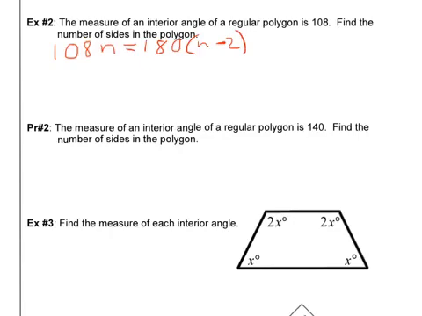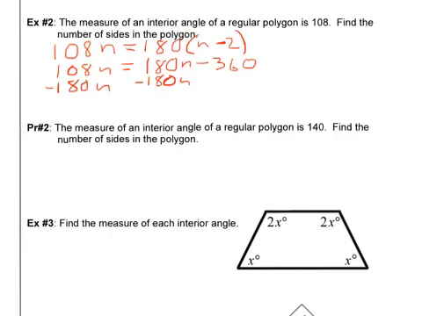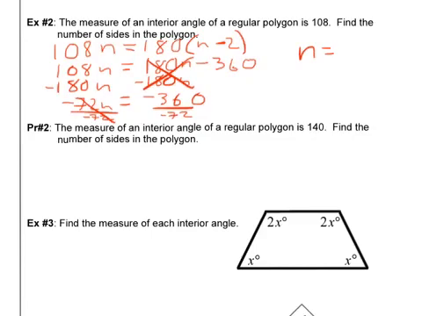And so I can do some algebra. I could set these equal and then do some algebra and do 180n minus 360 equals 108n. And I could subtract 180n from both sides, canceling these guys out. So I'd get 108 minus 180 is negative 72n equals negative 360. And then I could divide both sides by 72. And that would give me n equals 5, because 360 divided by 72 is 5. So this shape has 5 sides.